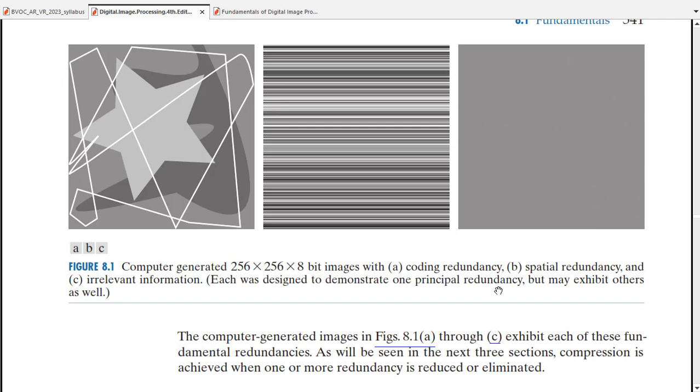This is a computer generated 256 by 256 by 8-bit image. The first is coding redundancy, A, and B is spatial redundancy. Here is the original background of this image, which has some unwanted information, this line information. Here there is no image background, so that is only spatial redundancy. C is irrelevant information, so there is no need of the background image, only plain color.